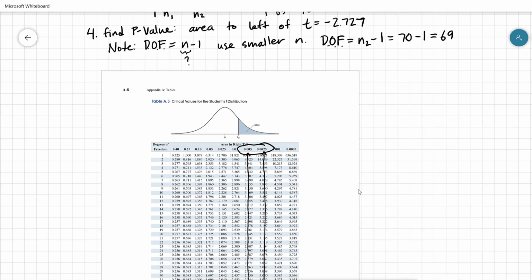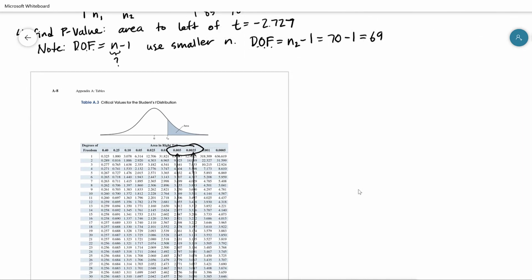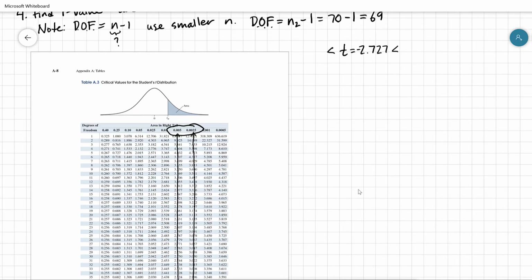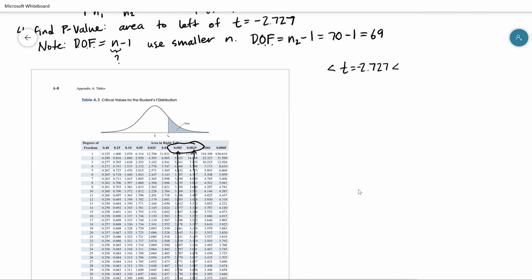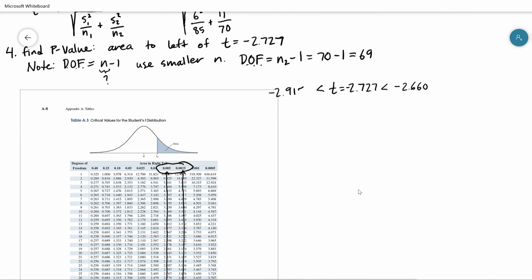So coming back up to here, I can't find the p-value exactly. Let me do it off to the side. But I do know that our t equals -2.727 will be between these two other t-scores that I found down here. So 2.660, technically that goes over here, negative 2.660, and negative 2.915.